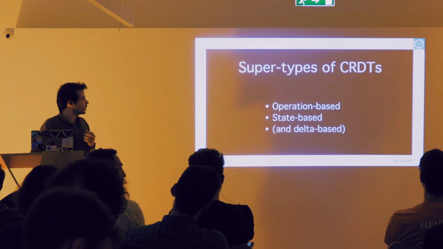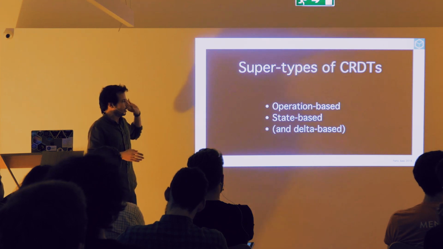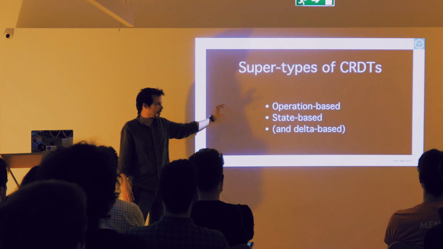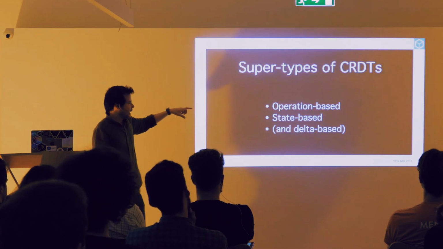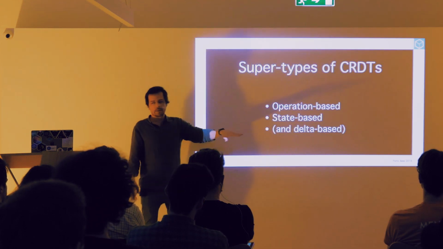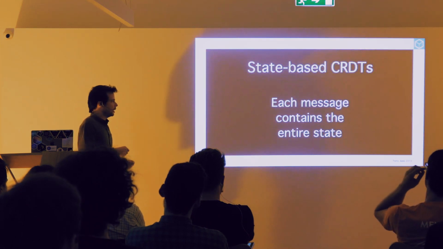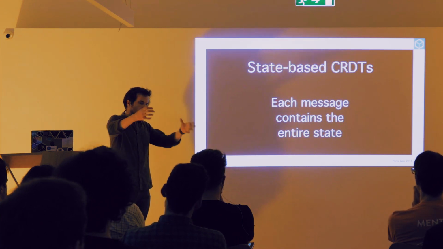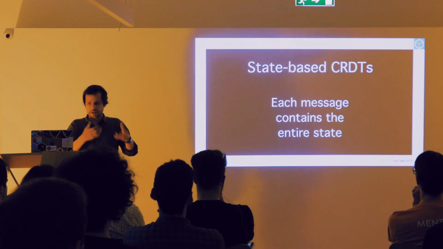And not only that. There are two super types of CRDTs. One is operation-based, which has different properties than I talked about. The other is state-based, which is what we're going to talk about. And a very close cousin to this, which is delta state-based CRDTs. On state-based CRDTs, each message contains the entire state. So peers talk to other peers, exchanging messages, and the messages contain the entire state.